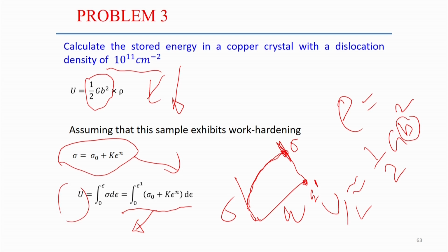Now we can compare these and see in which case the amount of energy is more or less. Both ways we can estimate the total amount of stored energy in a copper crystal with this dislocation density. Specifically, this amount of dislocation density is found in a heavily deformed material. In a highly deformed material, this amount of dislocation density generally exists. So these are the ways we can estimate the amount of energy associated with the specific sample.